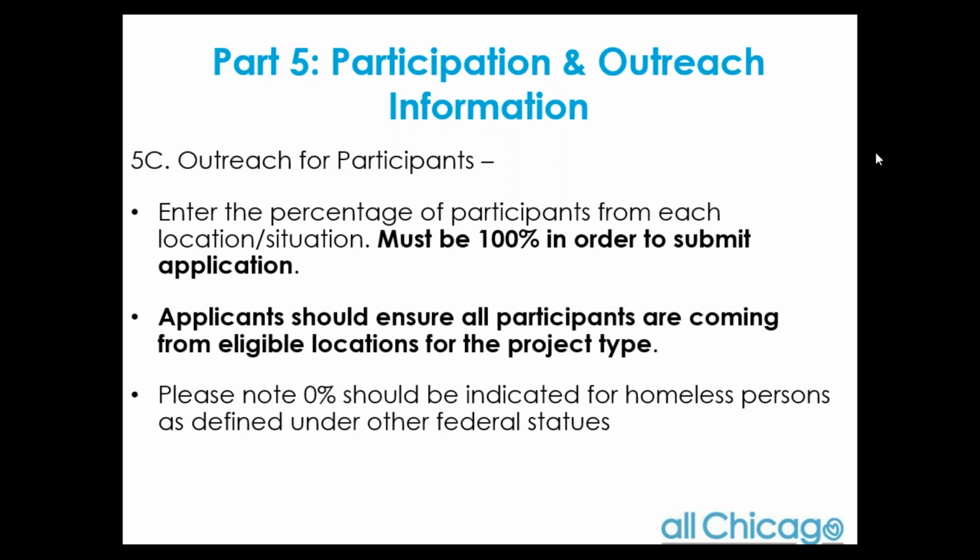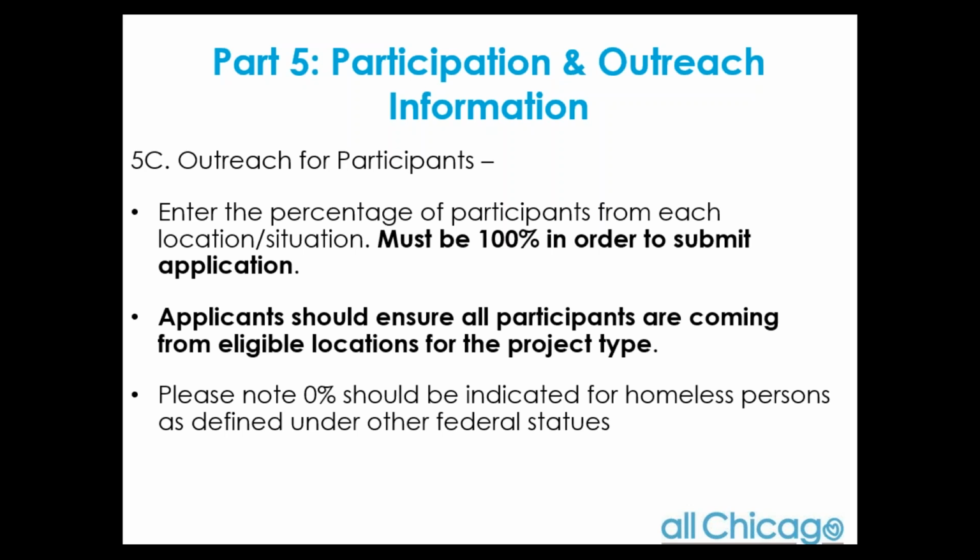Okay. The next part of Part 5 is participation and outreach information. For outreach for participants, you're basically entering the percentage of participants from each location or situation. This is where it will ask you where your participants are coming from, whether it be the streets or emergency shelter or transitional housing, etc. It must total 100% in order to submit the application, because all of your participants should come from one of those categories, so it should equal 100%.